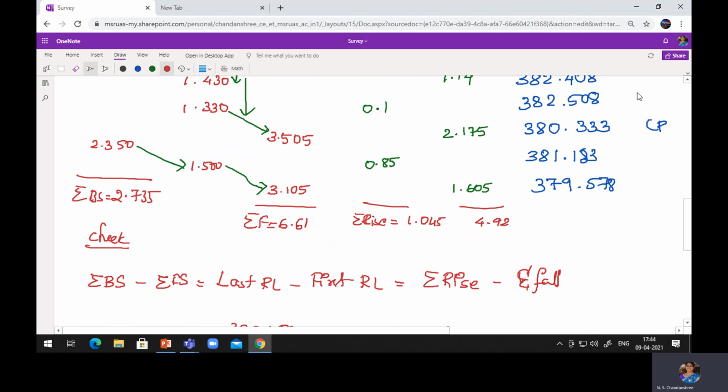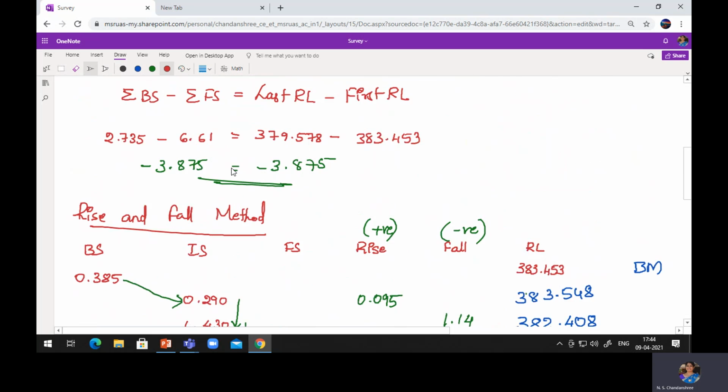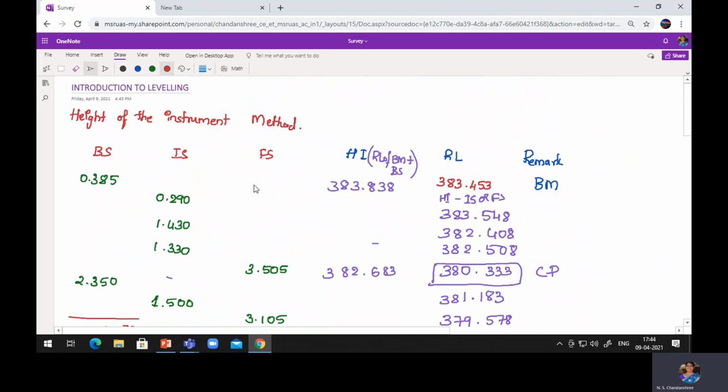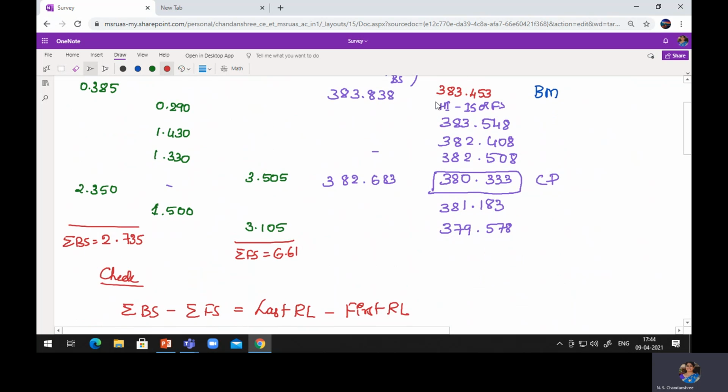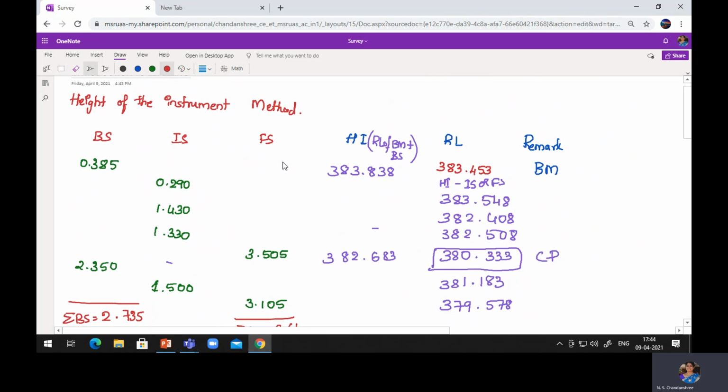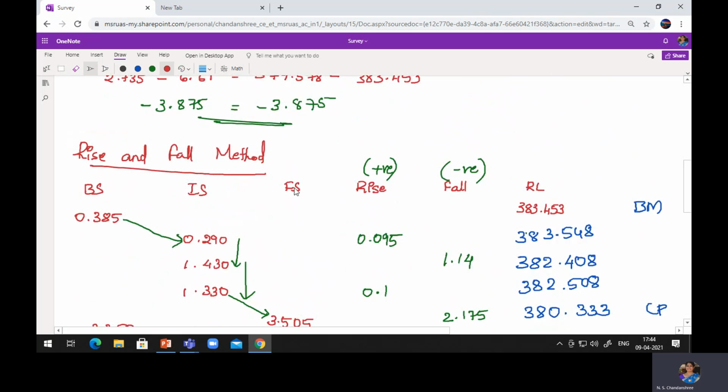So there are varieties of problems in leveling, but these are the simple ones wherein we learn to calculate the RLs of the points using two methods. One is the height of the instrument method and the other one is the rise and fall method.